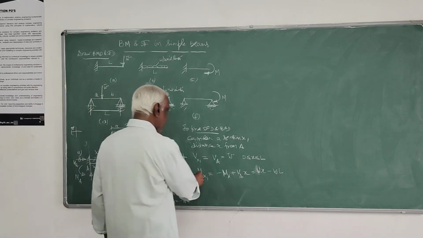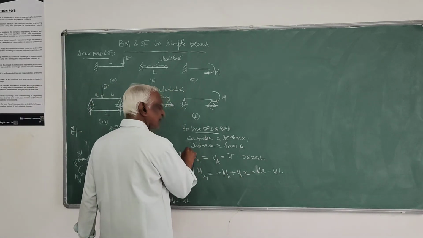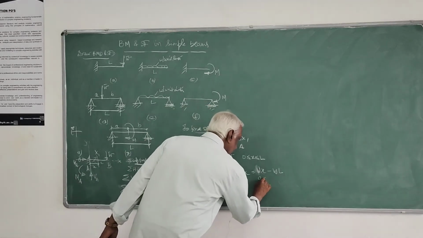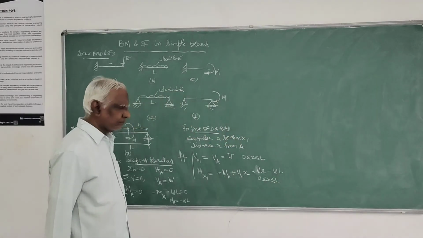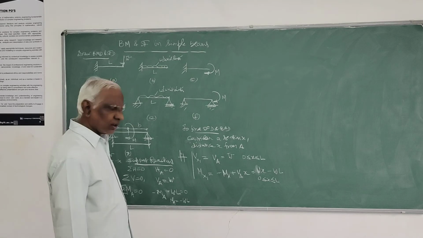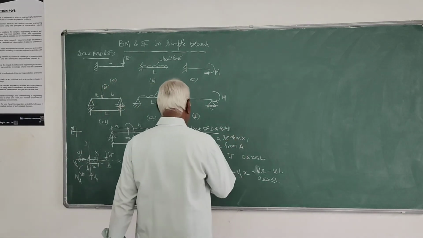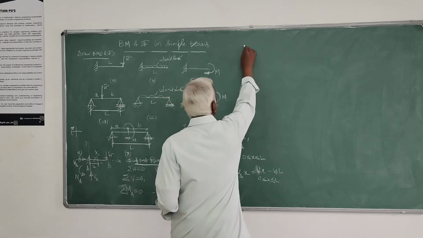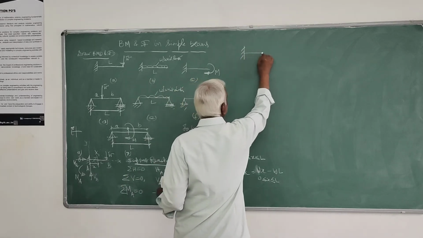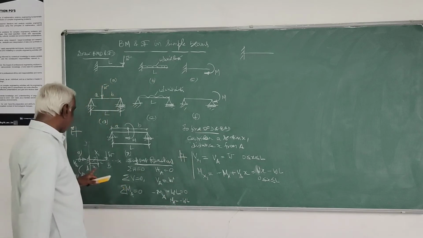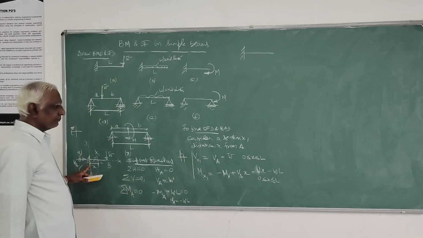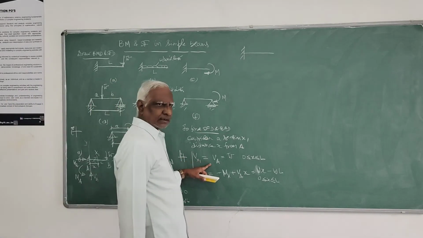So this is your moment equation. This is the shear equation. This holds good between 0 and L. Now you can plot the shear force and bending moment diagram. We are measuring the distance from point A. So this is the equation.